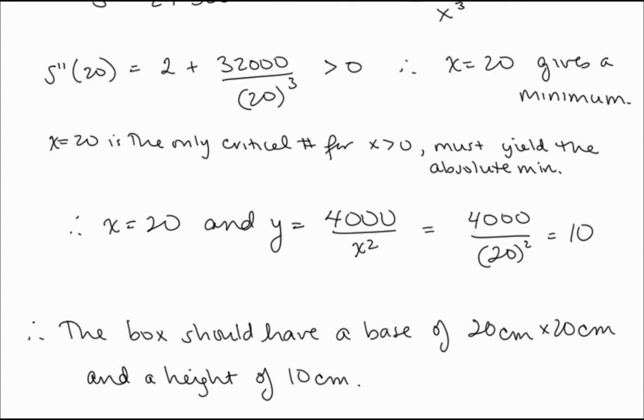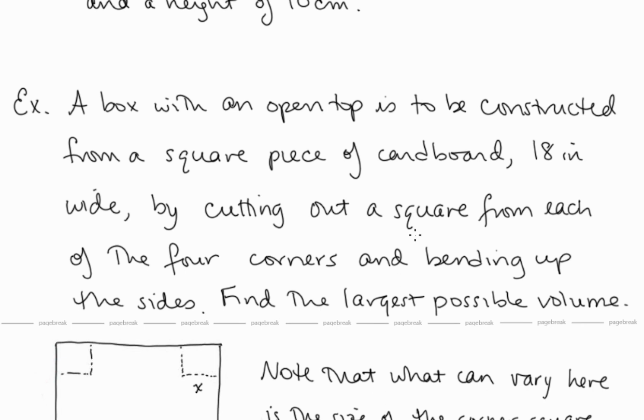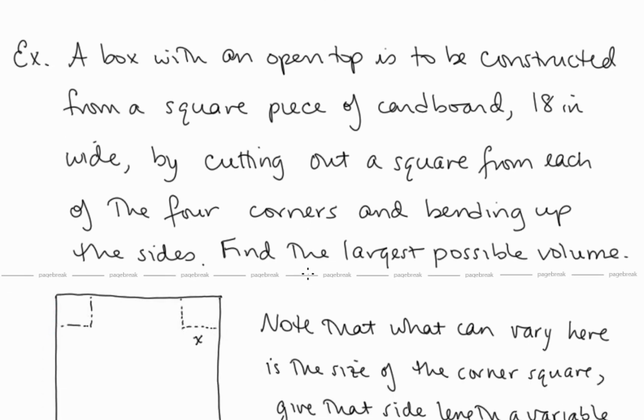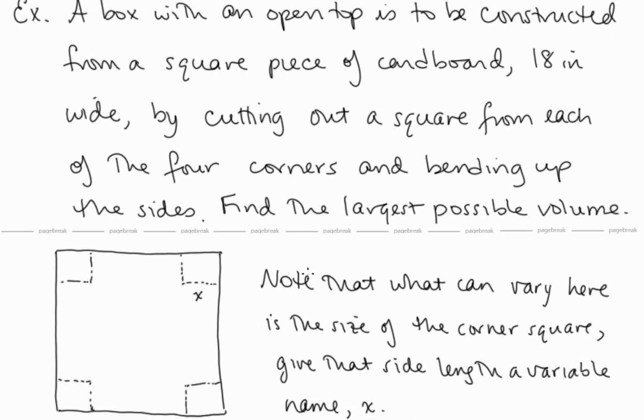Let's take a look at another. A box with an open top is to be constructed from a square piece of cardboard 18 inches wide by cutting out a square from each of the 4 corners and bending up the sides. Find the largest possible volume. Okay, so we want to start with a sketch.